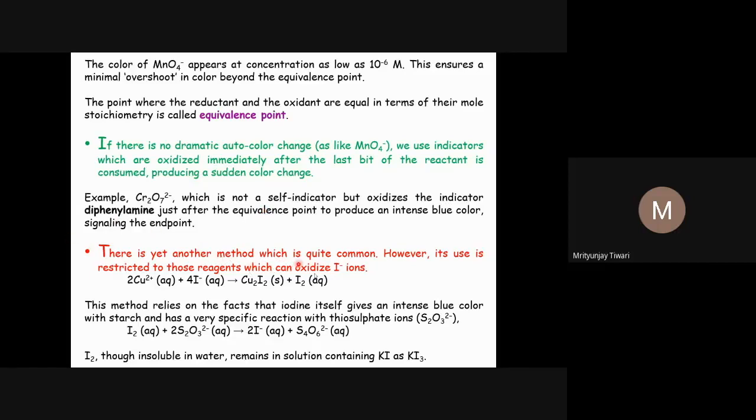So there is yet another method which is quite common. However, its use is restricted to those reagents which can oxidize or reduce iodide. What we know in the case of iodine, one peculiar property of iodine is that if you put iodine in starch, you see a blue color solution, it becomes blue.